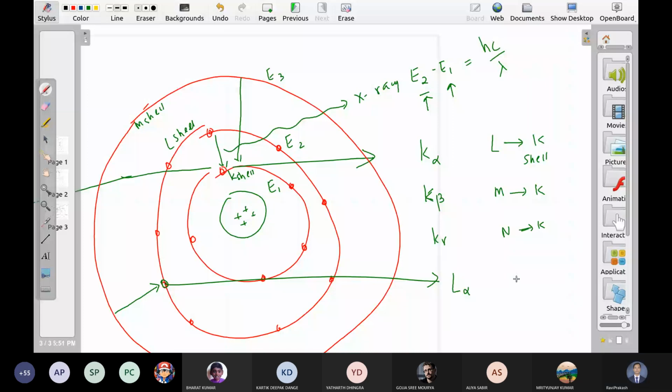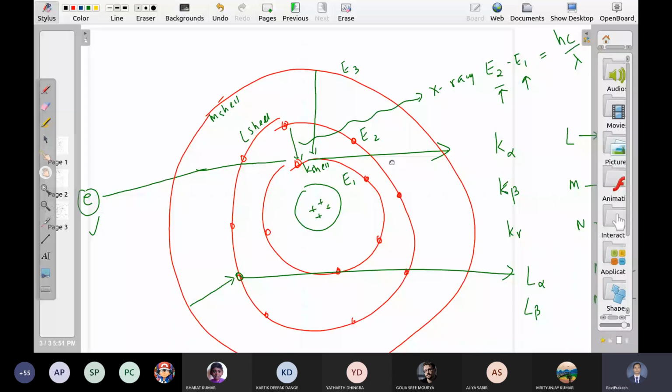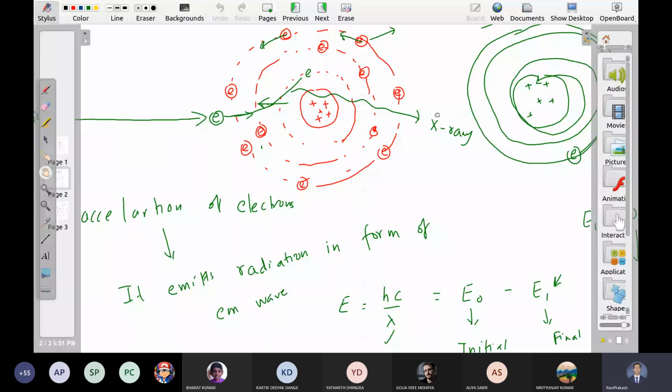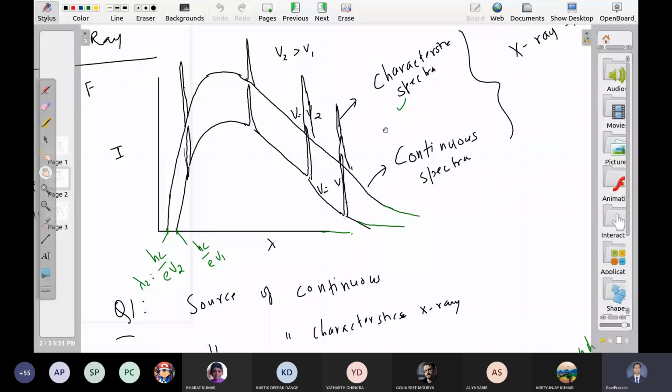But these wavelengths have nothing to do with the incoming electron. This is completely the property of this atom. That is why we see these spikes at some particular wavelengths only, and it does not depend on potential and all these things. So these two behaviors together give this complete X-ray profile, and in some sense we have different origins of these two X-rays.